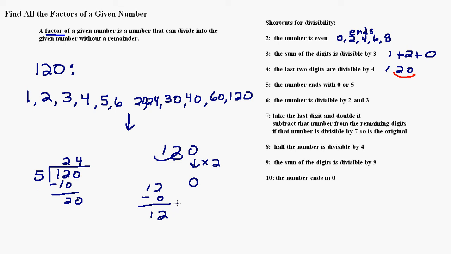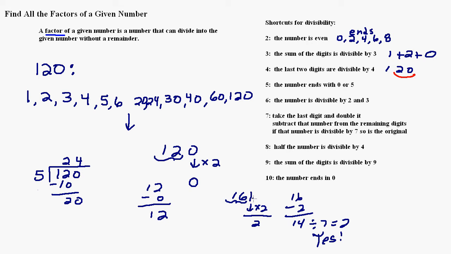Let me show you that 7 trick with something that is divisible by 7. Let's try like 161, just so you can see it when it does work. So I take the last digit and I multiply it by 2. That gives me 2. Then I subtract the 2 from the other 2 digits I didn't use. So 16 take away 2, that's 14. And 14 is divisible by 7. I said that backwards. So therefore, the original number, 161, is divisible by 7.